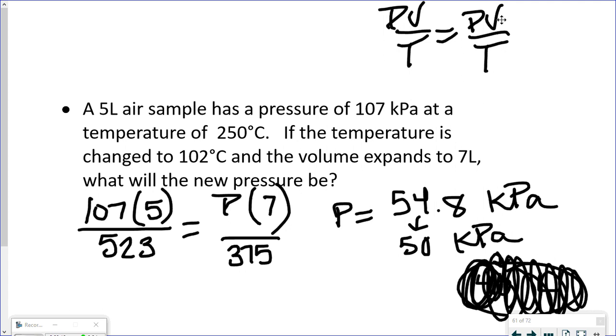But whenever you're doing these, the big thing is, make sure you do not forget all temperatures need to be in Kelvin.